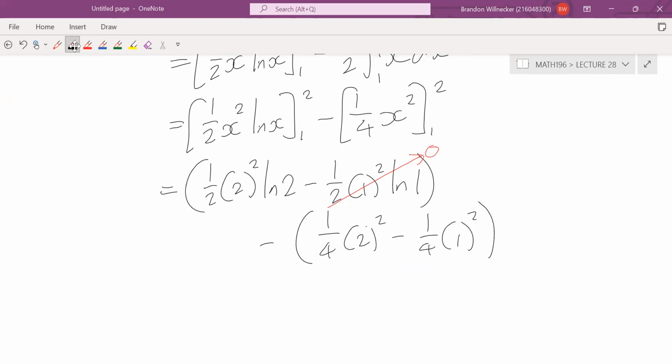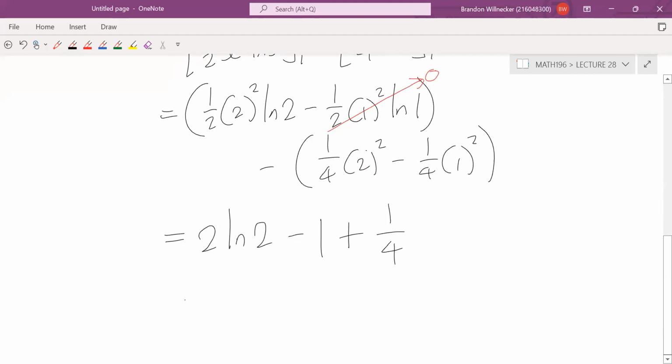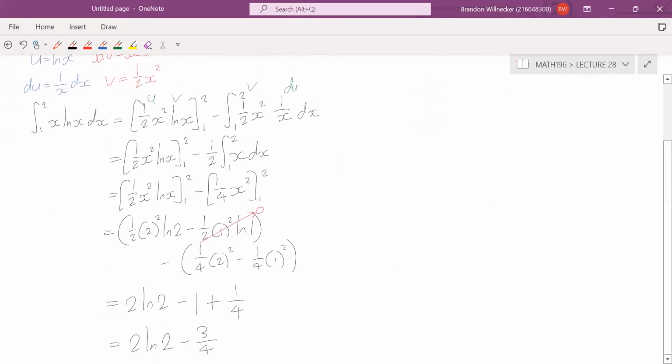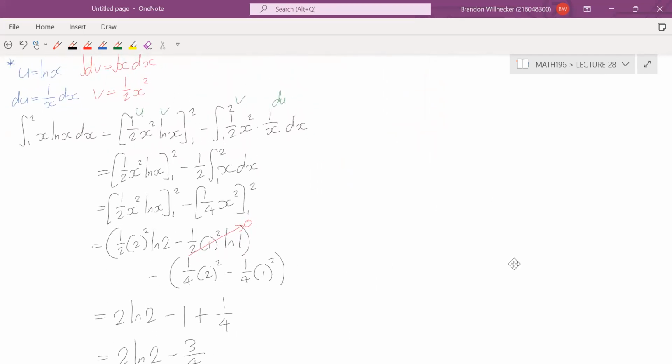Okay, so what's left? We're going to have 1/2 of 4, that's going to be 2. So 2 natural log of 2 minus 1/4 of 2 squared. That's 1/4 of 4, which is just 1. And then plus 1/4 times 1 squared, that's just going to be a quarter. So we're going to end up with 2 natural log of 2, minus 1 plus a quarter, we're left with minus 3/4. Okay, so that's the final answer for this problem.